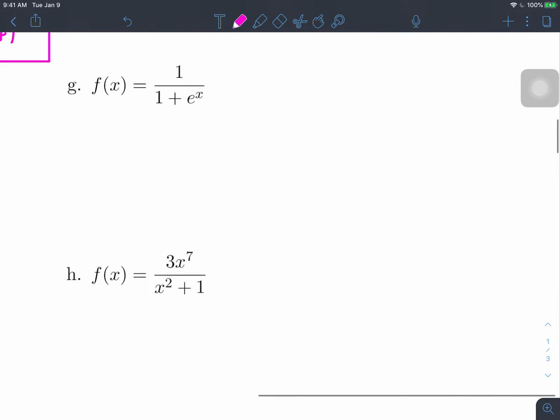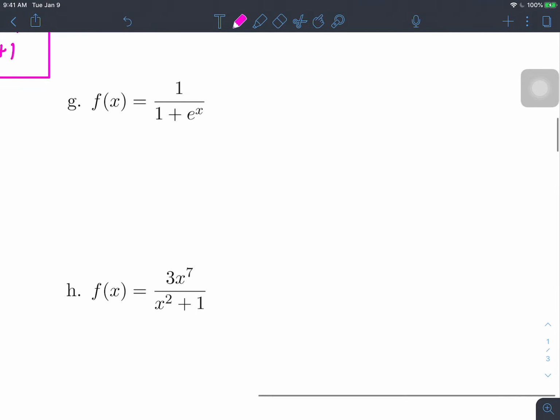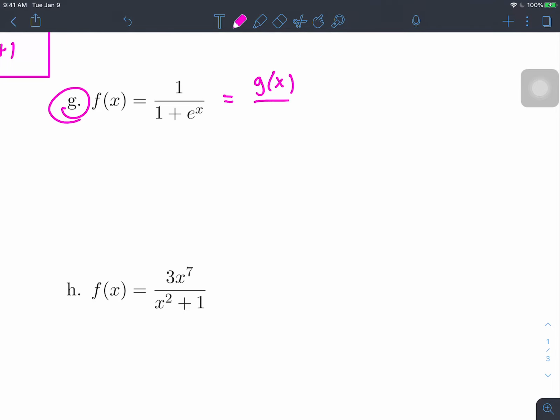Let's try this function, f of x equals 1 over 1 plus e to the x. Well, let's start by identifying which rules we think we're going to use to do this derivative. Quotient rule probably, or I can do the thing that I just did, but I'm not going to do that. Okay, what's the top function? If this is g of x divided by h of x, then my question to you is, what is g of x and what is h of x?